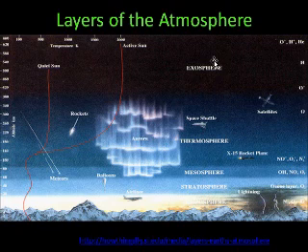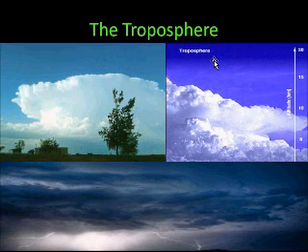Atmospheric layers are determined by the absorption of solar energy, and that's what divides the layers. So, the troposphere is where you live. The atmosphere begins where you are standing. It's a very dynamic layer where the weather occurs, and it stretches to about 7 miles above the equator and 4 miles above the poles.